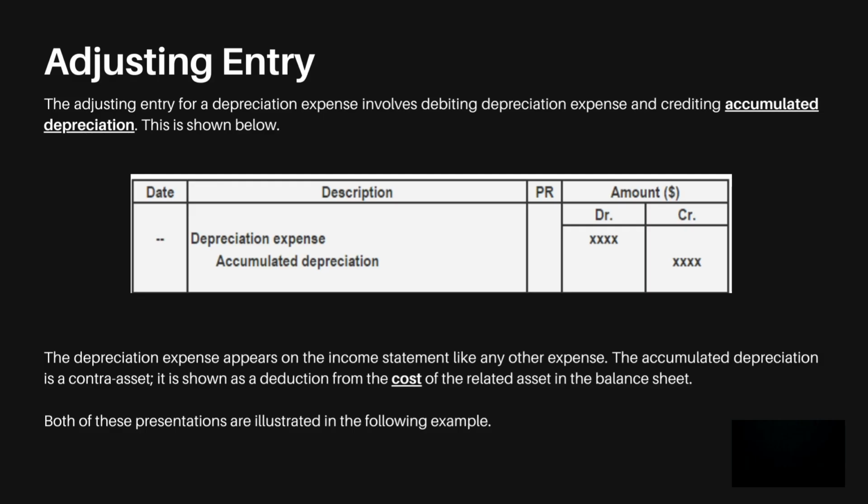Adjusting entry. The adjusting entry for a depreciation expense involves debiting depreciation expense and crediting accumulated depreciation. What is shown below is an example of a depreciation expense table. The depreciation expense appears on the income statement like any other expense. The accumulated depreciation is a contra asset account. It is shown as a deduction from the cost of the related asset in the balance sheet. Both of the presentations are illustrated in the following example.